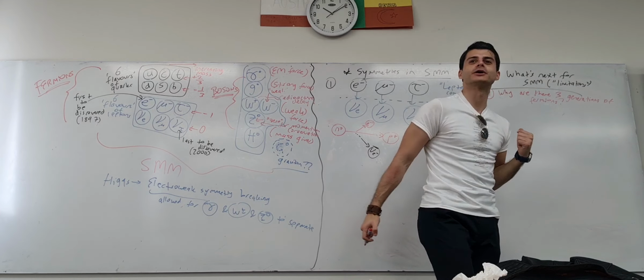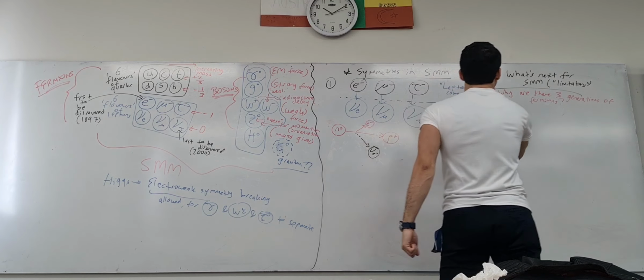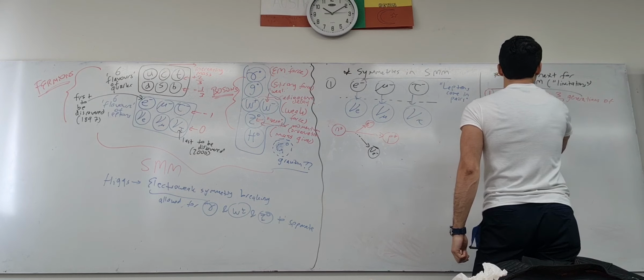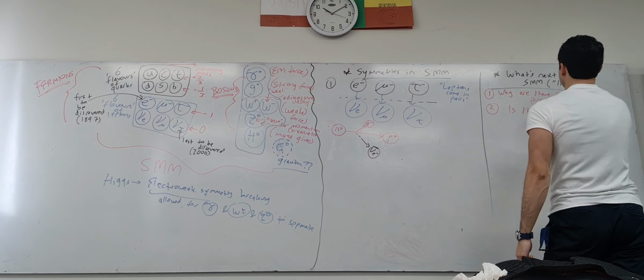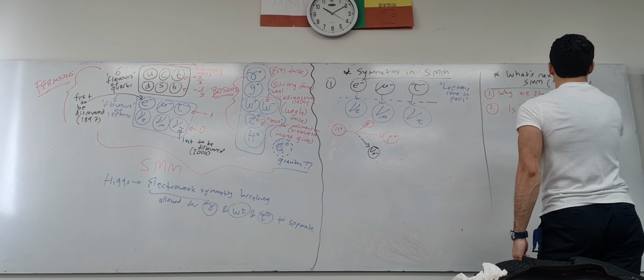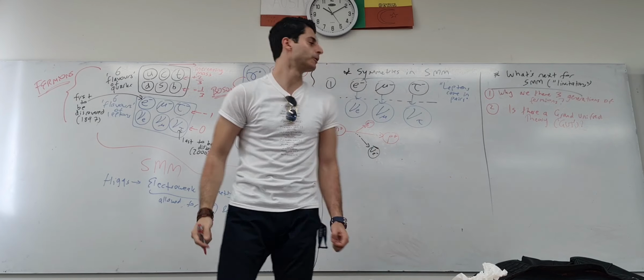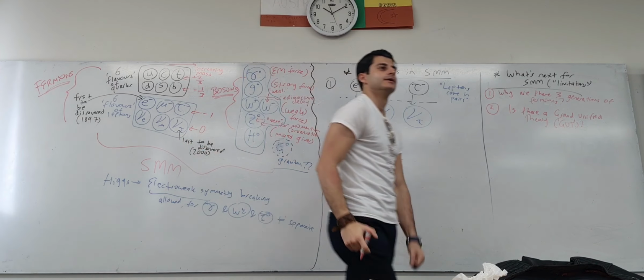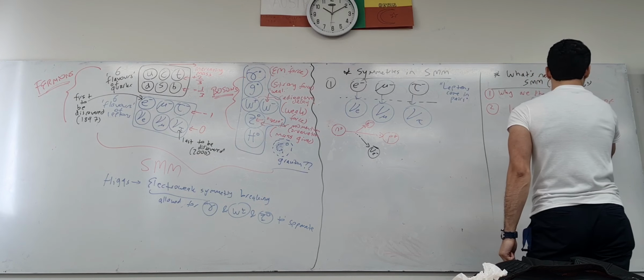All right, so why are there 3 generations of fermions? No one knows. That's still an outstanding question in particle physics. Number 2, is there a grand unified theory? Can we unify gravity? Can we put gravity into this mix? We don't know. Can we include gravity?